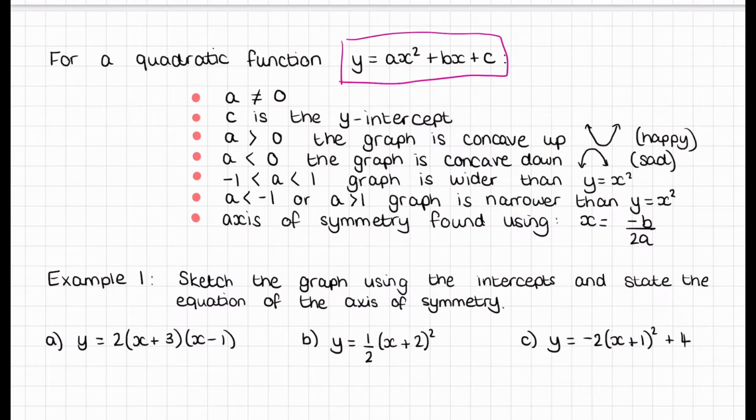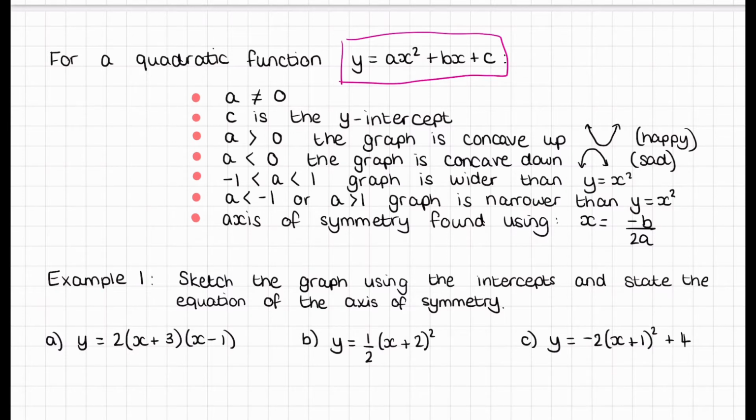If a is between -1 and 1, then the graph is wider than the original just x squared graph. If a is less than -1 or greater than 1, then it is narrower. And we find the axis of symmetry by using the equation x equals -b over 2a.